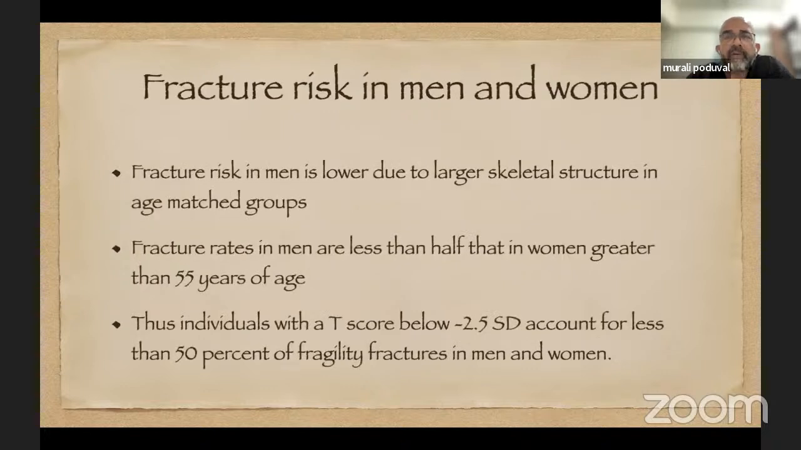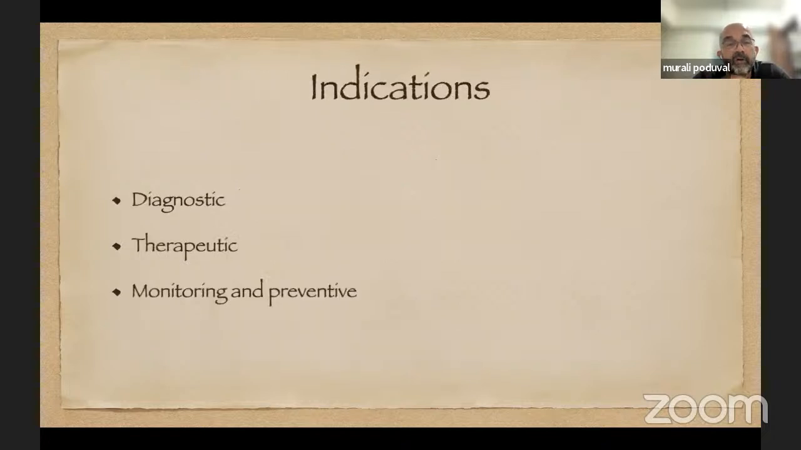Some of the fallacies that are associated with the discussion. It is also understood that fracture risk in men is lower due to larger skeletal structure in age-matched groups, which you cannot explain with DEXA score. And fracture rates in men are less than half that in women greater than 55 years of age. But the corresponding morbidity from fractures because of osteoporosis is much higher in men as compared to women of comparable age. So there are some contradictions, some fallacies which are yet to be resolved.